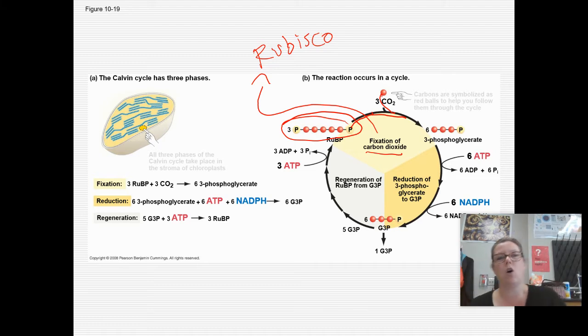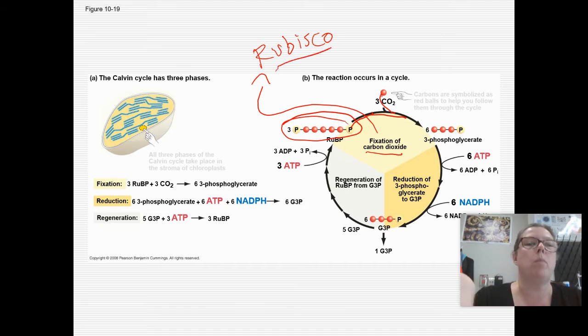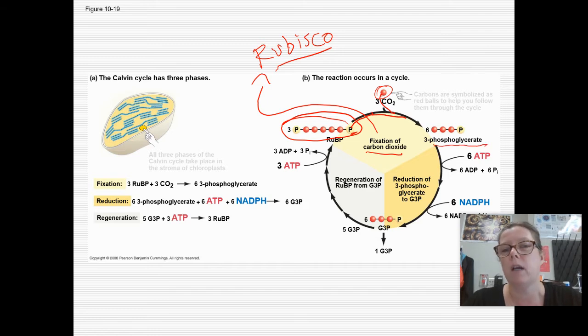And of course, it has a longer, more complicated biochemical name than just Rubisco, but you need to know that name. Rubisco is the enzyme that's responsible for fixing the carbon dioxide and attaching it to the RuBP to create this phosphoglycerate. You don't need to know the name phosphoglycerate, but RuBP is something you should be familiar with as the starting point, and Rubisco you should know is the enzyme that's going to drag that carbon in and attach it to the RuBP.